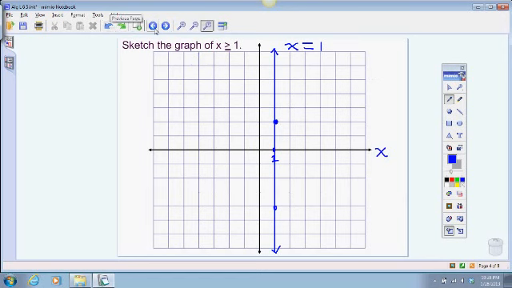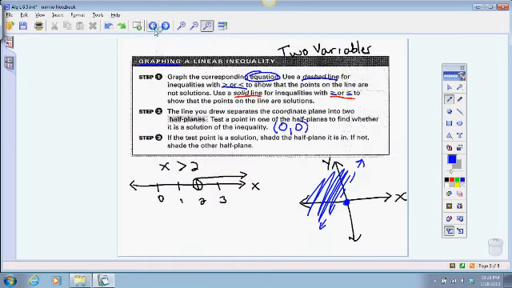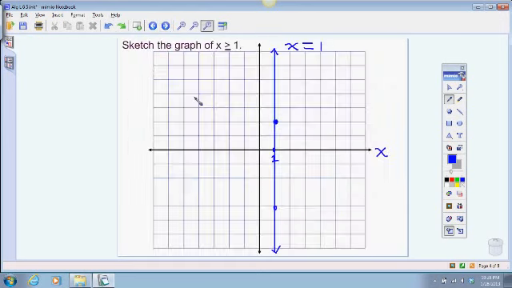Okay, so now we've covered big step 1 here. We've graphed the equation, we've used a solid line. Now we're going to test a point. Remember my hint, you want to test the point (0, 0), because that's usually the easiest to test.